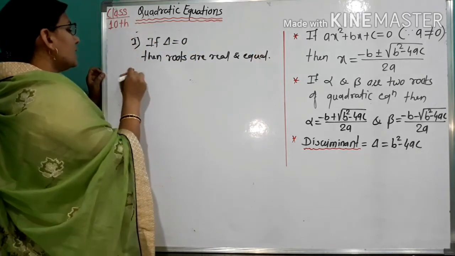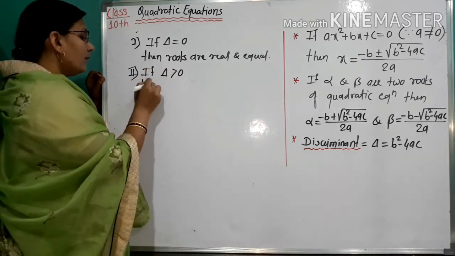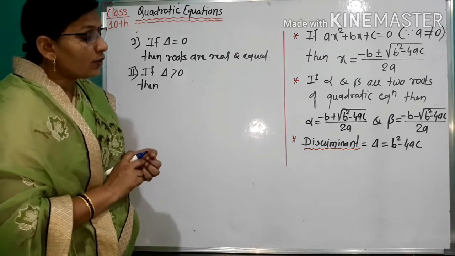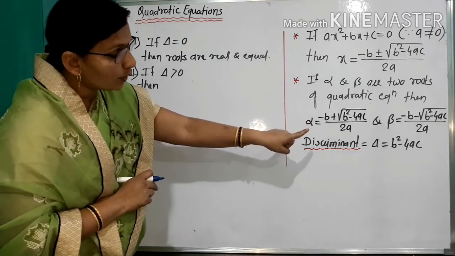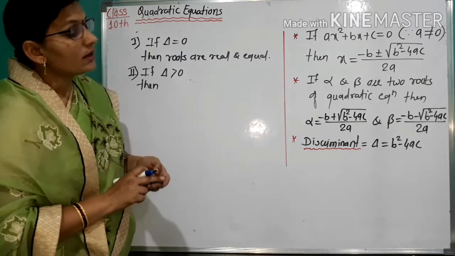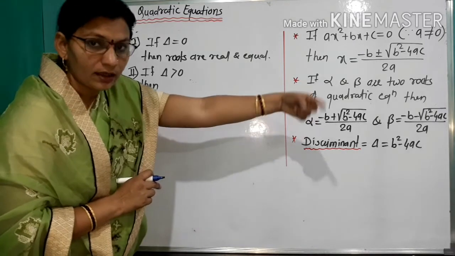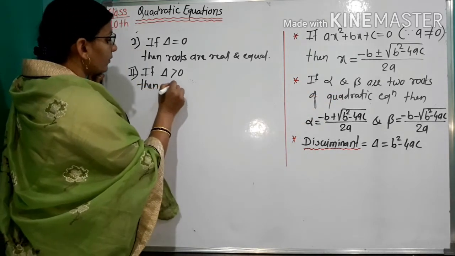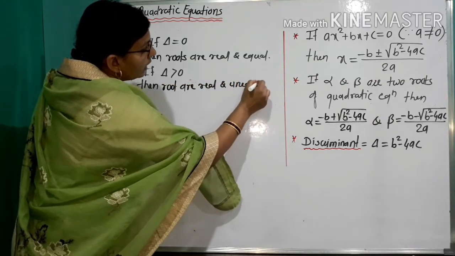Second case is that if this delta greater than 0. If delta greater than 0, we have two roots, that is x equal to minus b plus under root b square minus 4ac divided by 2a, and x equal to minus b minus under root b square minus 4ac divided by 2a, and these roots are denoted here by alpha and beta. These two roots are different, means roots are real and unequal.